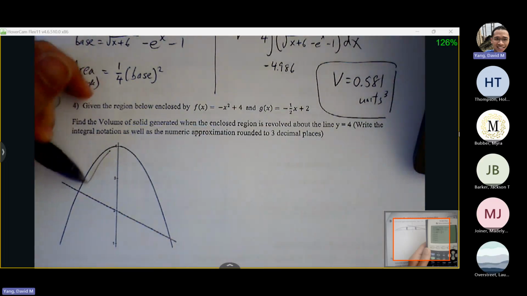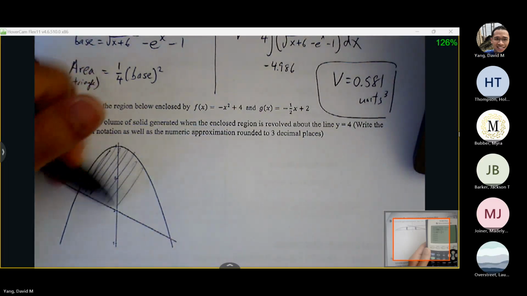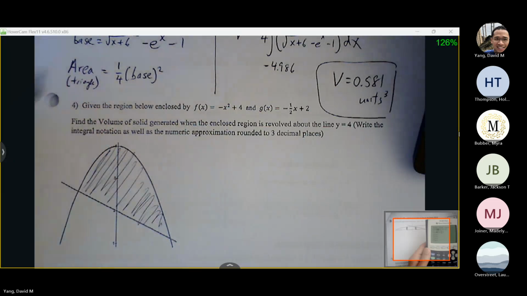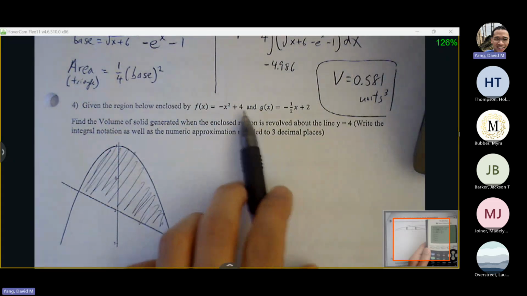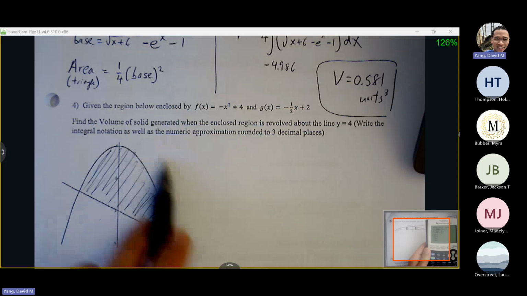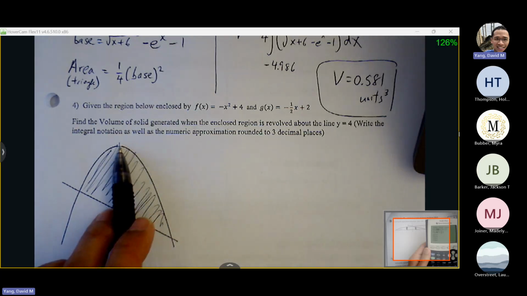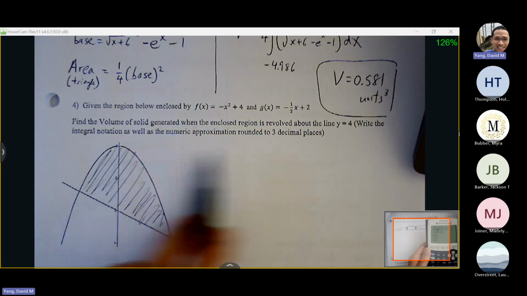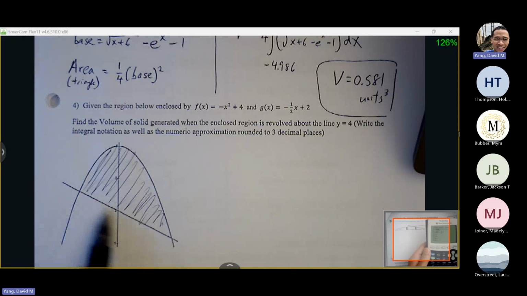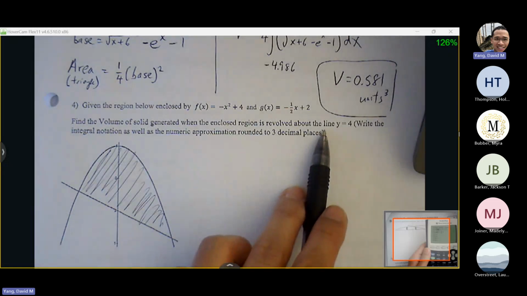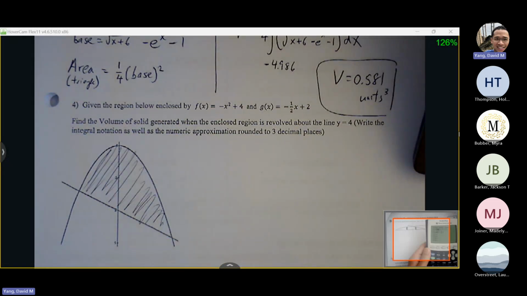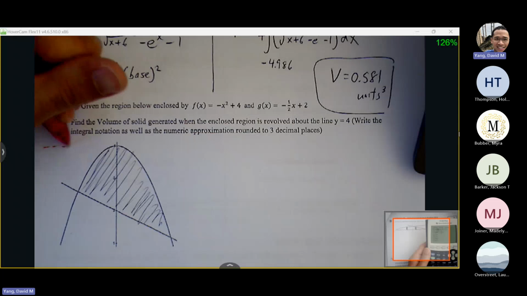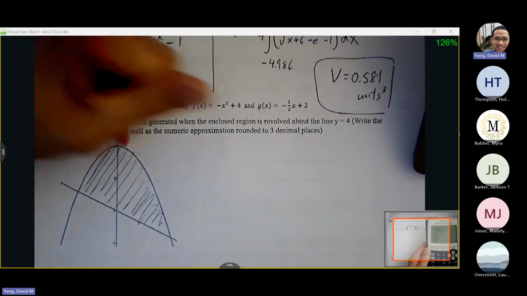All right, number 4, shaded region. Negative x squared plus 4 is the parabola that opens down with y-intercept at 4. g of x is negative 1/2 x plus 2. We're going to rotate around the line y equals 4, which is going to skim the surface of the top of the curve.